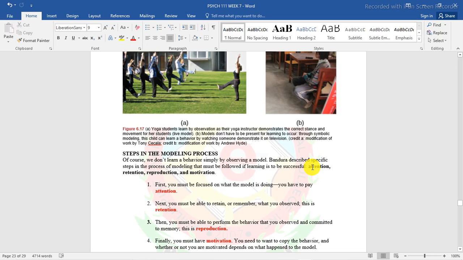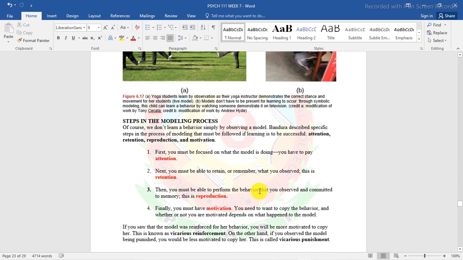First is attention. So, huwag niyong kalimutan yung abbreviation ARRM. Okay? Attention, retention, reproduction, and motivation. So first, you must be focused on what the model is doing. Focus ka. It must be focused yung attention mo dyan para makalearn ka talaga. You have to pay attention. The next is retention. Next, you must be able to retain or remember what you observed. Kung focus ka talaga dyan, minimemorize mo siya.